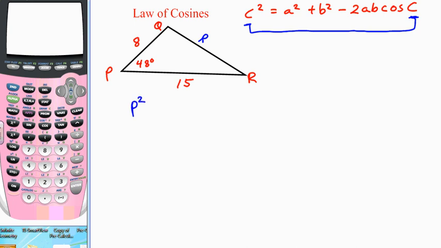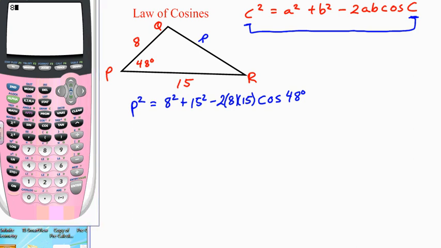P squared equals, well, I'm going to have cosine of P, which is cosine of 48 degrees over on this side. And the other things I'm going to fill in here are 8 squared plus 15 squared minus 2 times 8 times 15 cosine 48. Now when you do these problems, we're not really interested in what 8 squared, 15 squared, and the cosine of 48 are individually. Once you have it written out like that, you just plug that into your calculator.